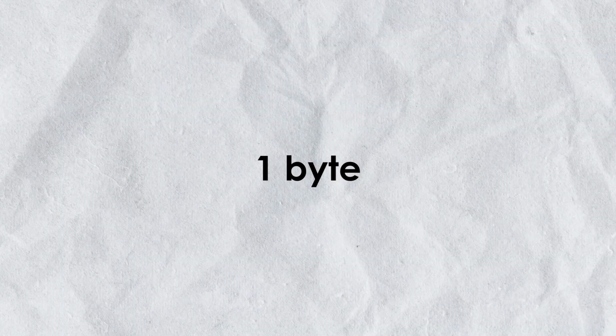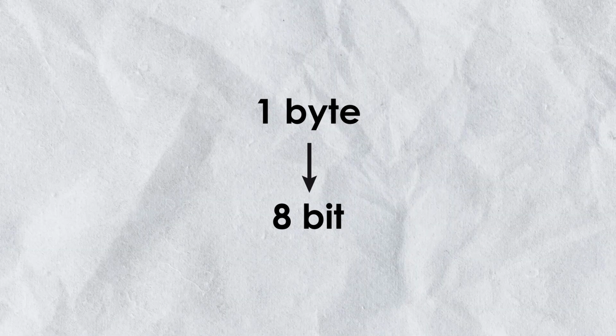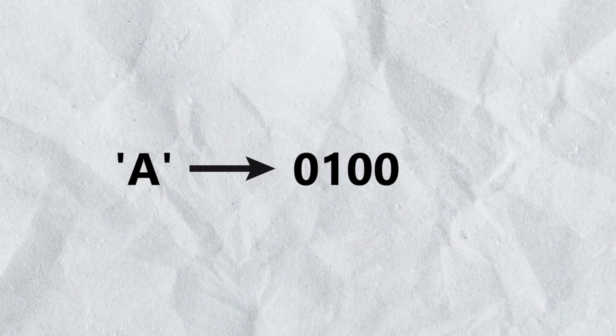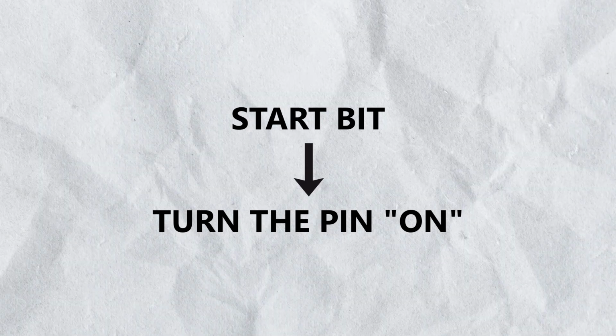Absolutely, let's break down the key process of sending 1 byte of data, which includes 8 bits, in a simple communication setup like this. We'll use the example of sending the character A, which in binary is 01000001. So when we kick off the transmission, we start with what's called the start bit. It's like a little signal that says, hey, get ready, data is coming. In our case, it might be represented as a high signal, turning the pin on.